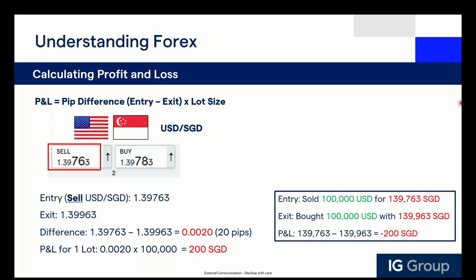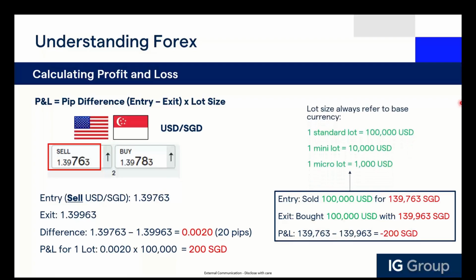So just imagine in your bank, you have 100,000 US dollars. You don't want US dollars because you think they will weaken, so you sell it to someone who's willing to give you Singapore dollars. Now you're holding Singapore dollars because you think they will strengthen. You exchange 100,000 US dollars and receive about 139,763 SGD. Eventually when you close your trade, you exchange back by buying back the US dollars with Singapore dollars. Because the exchange rate strengthened, you are spending a little more Singapore dollars to buy back the same 100,000, and that's how we get the $200 loss.